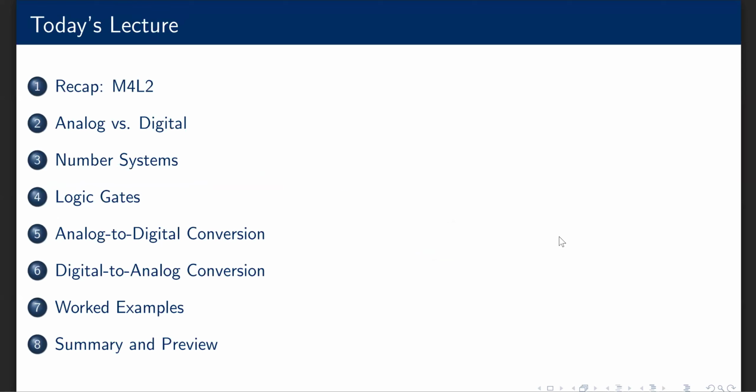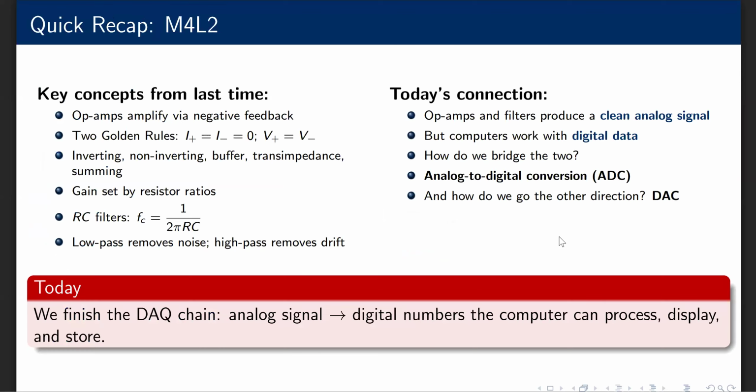So this is part of our roadmap for today. We'll recap our previous lecture. We'll look at the difference between analog and digital. We'll look at some number systems, logic gates, the ADC, the DAC, and so on. And we'll look at some worked examples as we always do.